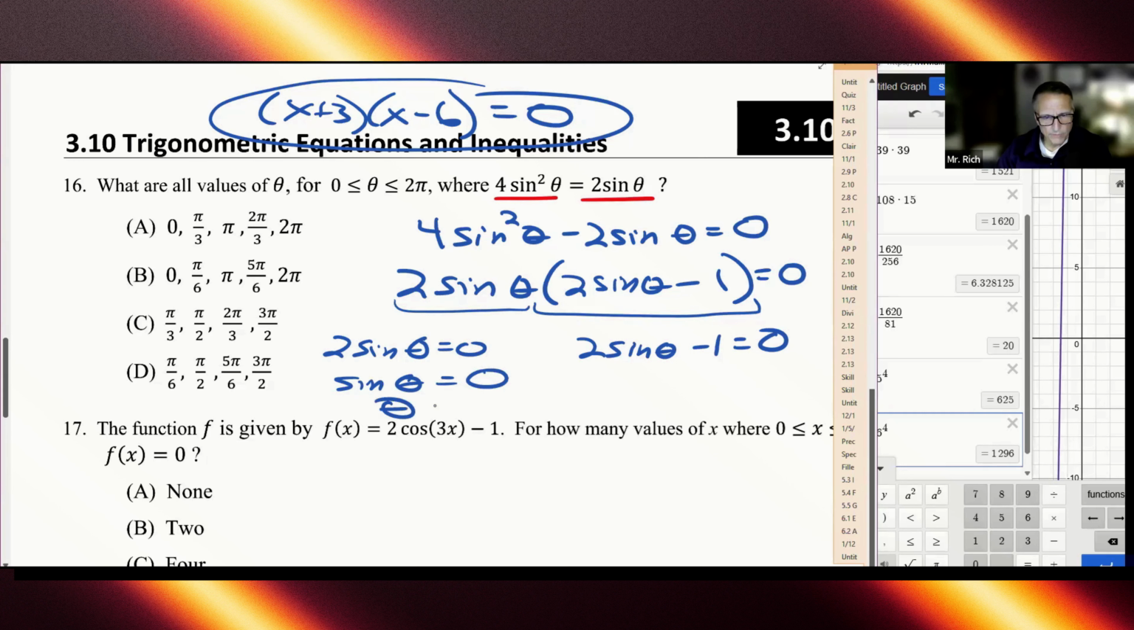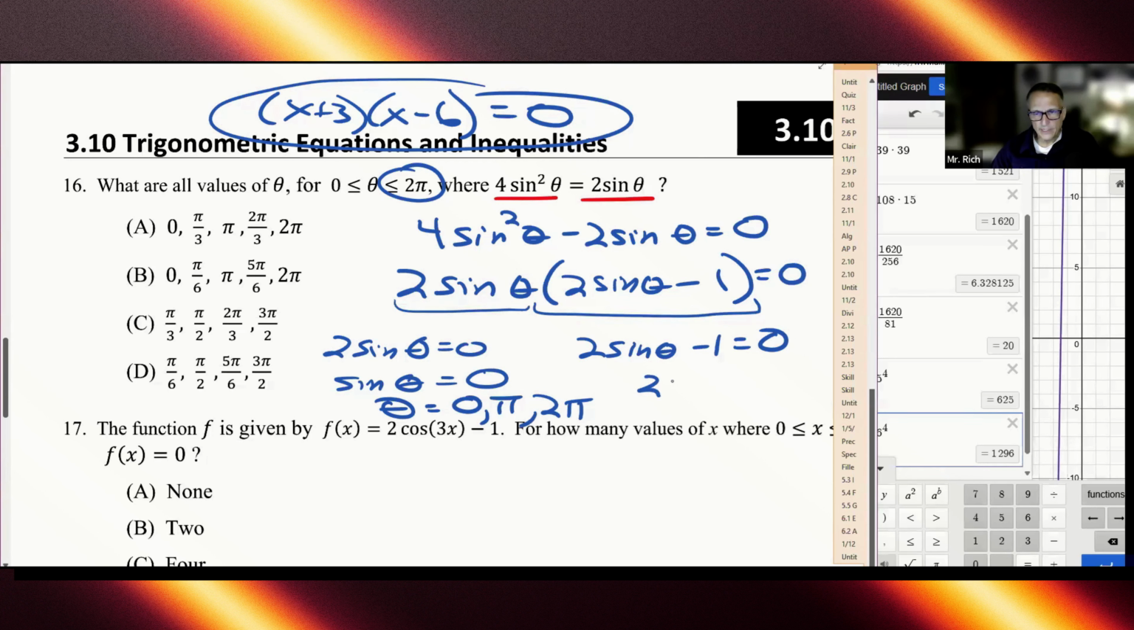Okay, and then I'm asking myself, well, where on my unit circle is sine 0? Well, sine is going to be 0 when the y-coordinate is 0. The y-coordinates are 0 at 0, pi, and 2 pi, right? They wanted me to include 2 pi here, so I'm doing 0, pi, and 2 pi. Those are locations on the unit circle where the y-coordinate is 0.